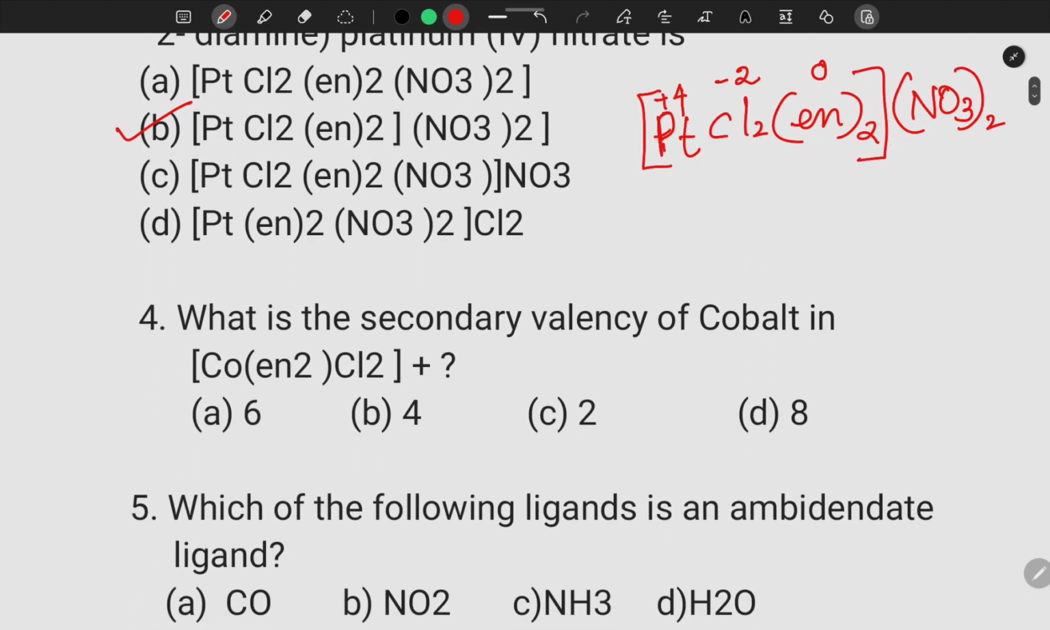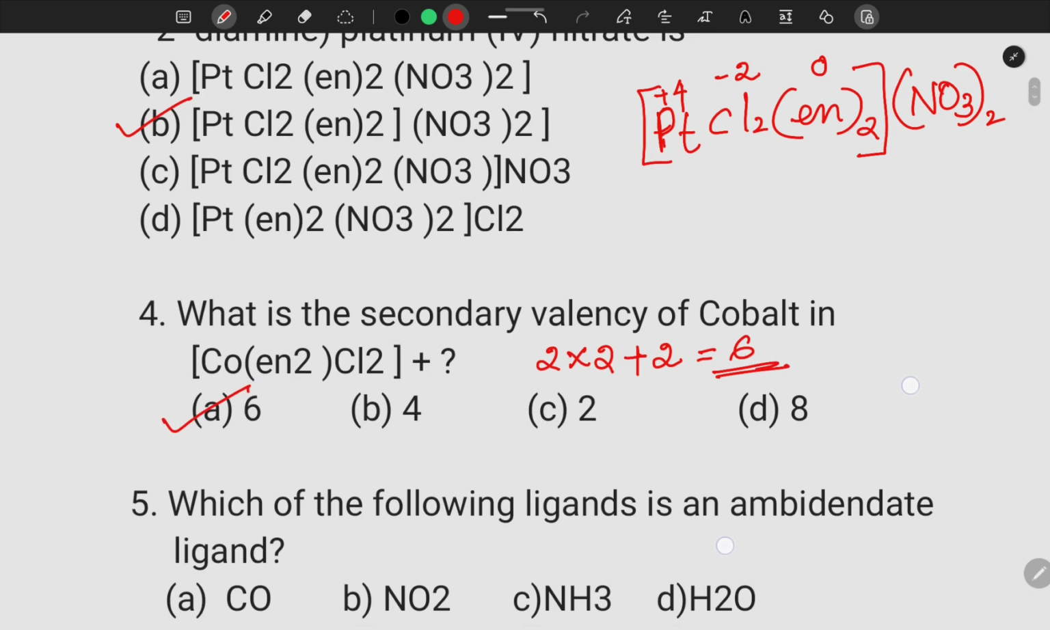What is the secondary valency of cobalt in [Co(en)2Cl2]+? En is a didentate ligand, so 2 into 2, plus chlorine is unidentate, 2 chlorine, that is equal to 2. So 4 plus 2 is equal to 6. So our secondary valency is 6.